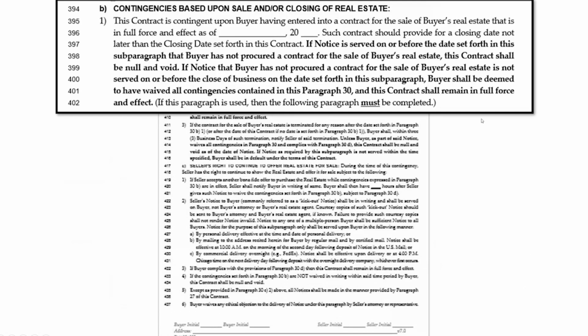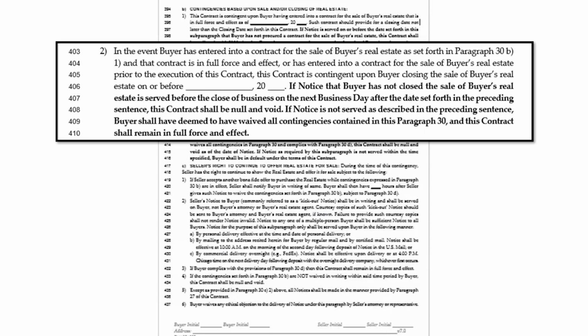What are the contingencies? So the contingencies are, number 1, this contract is contingent on the buyer having entered into a contract for the sale of his real estate. So that makes it contingent on the sale. This one makes it contingent on the closing. So if you're going to use the sale contingency, you need to use the closing contingency. So if you're going to use 1, you need to use 2.